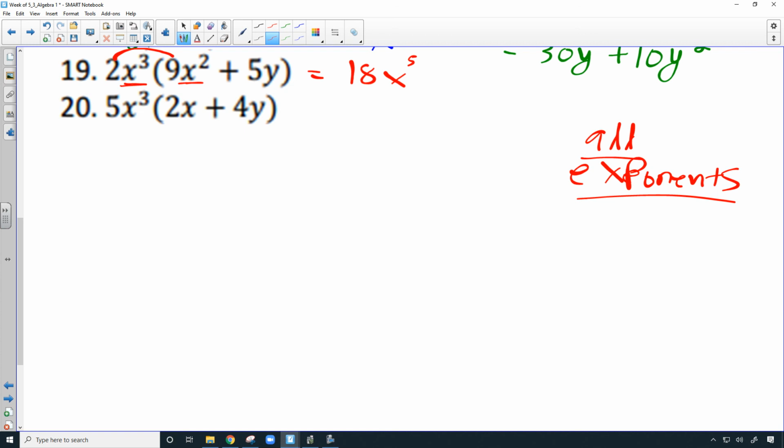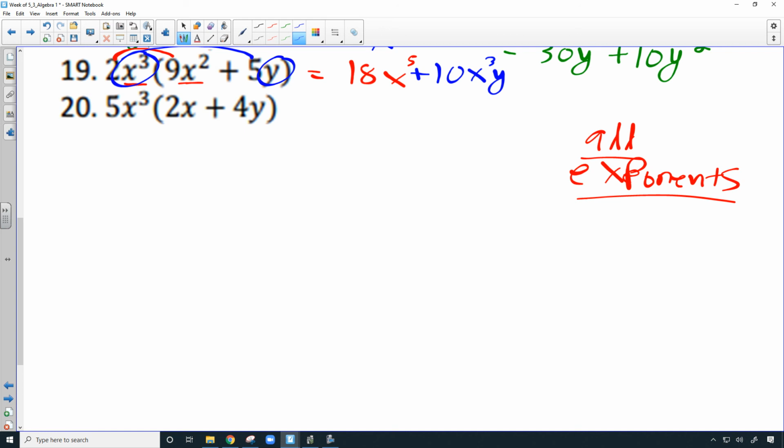That's to the fifth power. And now we want to do this one, which is 2 times 5, which is 10. X to the third and y, we don't really know. We can't combine them. So it's just x to the third y.